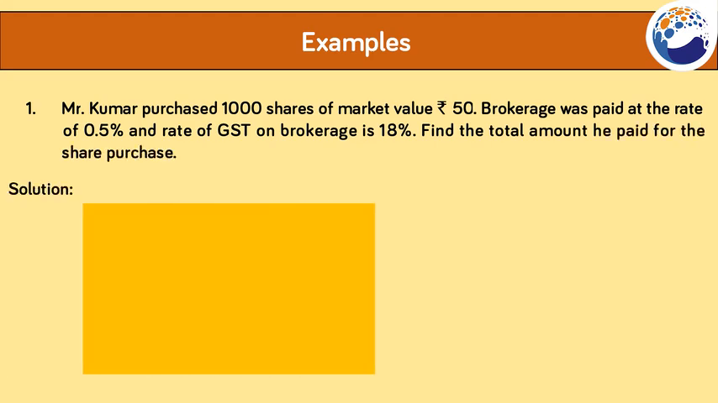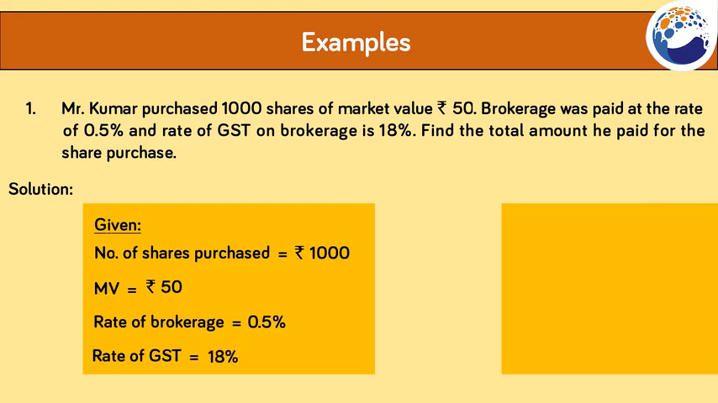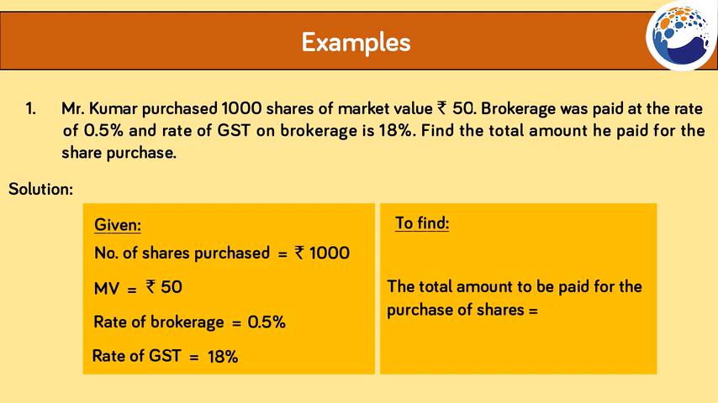Given: number of shares purchased is equal to 1000. MV is equal to rupees 50. Rate of brokerage is equal to 0.5%. Rate of GST is equal to 18%. To find the total amount to be paid for purchase of shares.